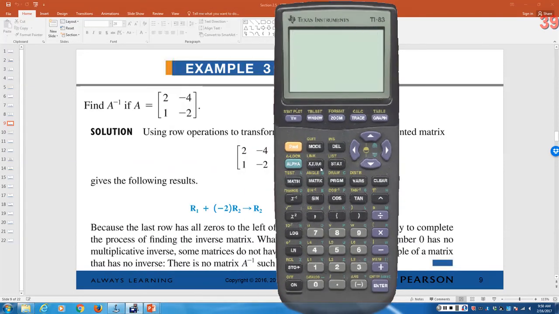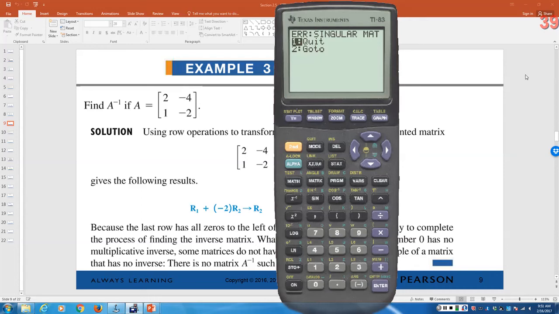Let me clear it off so everybody can see. Go to matrix, and we'll make matrix A into this 2 by 2. So it's 2, -4, 1, -2. So matrix A and the little -1 button right here next to sine, cosine, tangent, and above the x squared, and hit enter, and it tells you singular matrix. This one doesn't have an inverse.